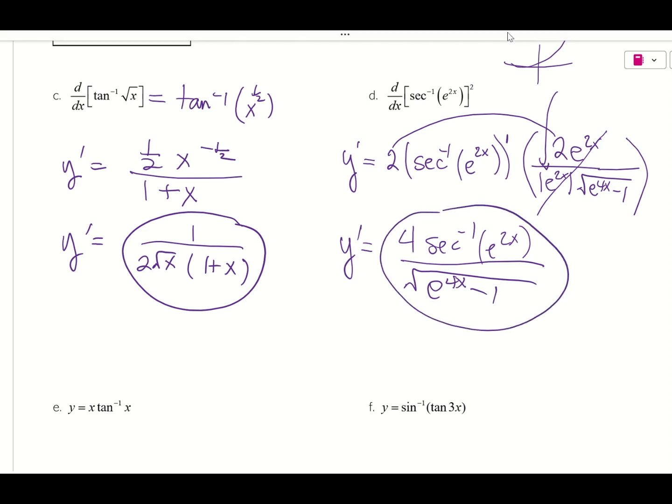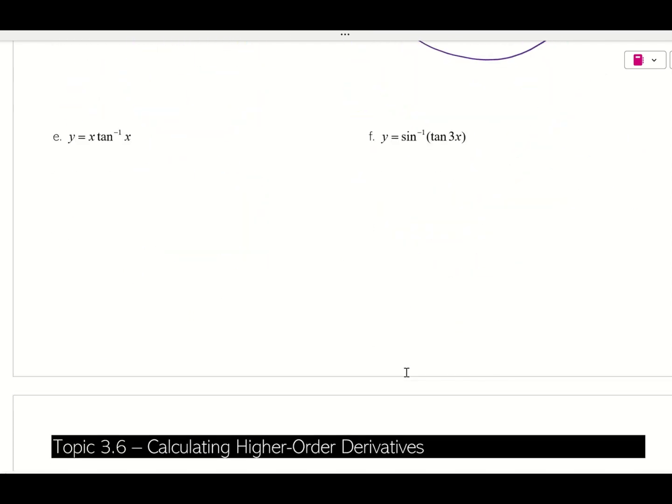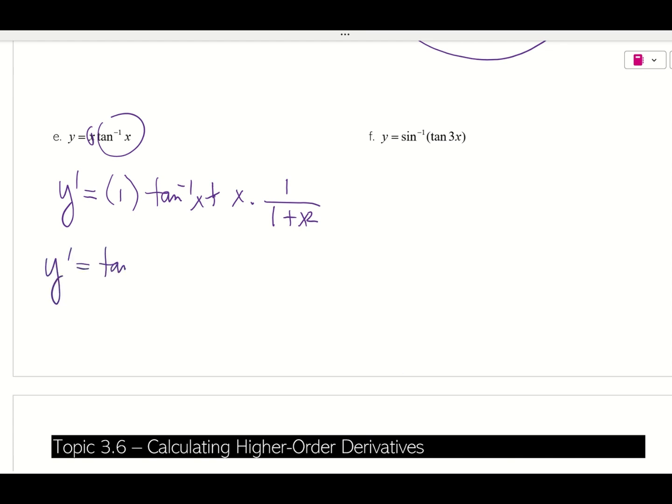Okay, so last 2 examples, we have a product rule. So f prime g plus fg prime. So y prime equals, the derivative of x is 1, leave inverse tan alone, plus leave x alone, times the derivative of inverse tan, which is 1 over 1 plus x squared. So let's simplify this. So y prime would be inverse tan x plus x over 1 plus x squared.